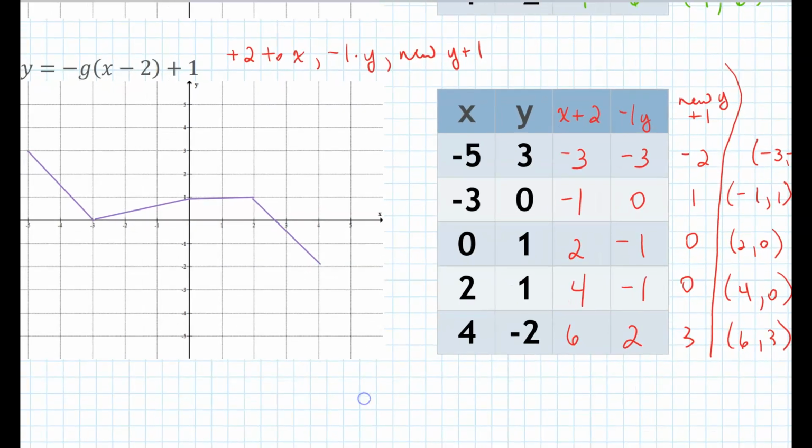All right, so let me plot those. -3, -2, -1, 1, 2, 0, 4, 0, and 6, 3. And we'll connect those.